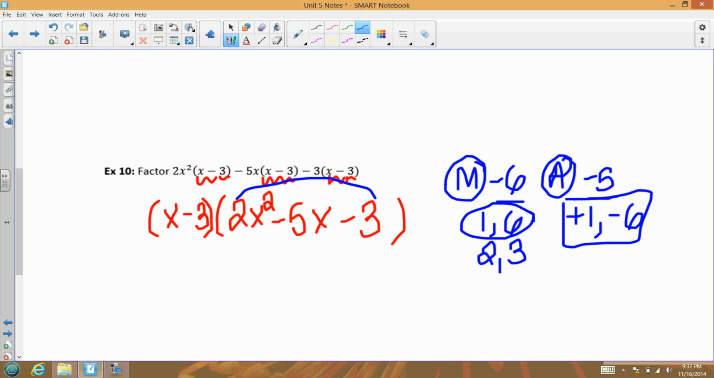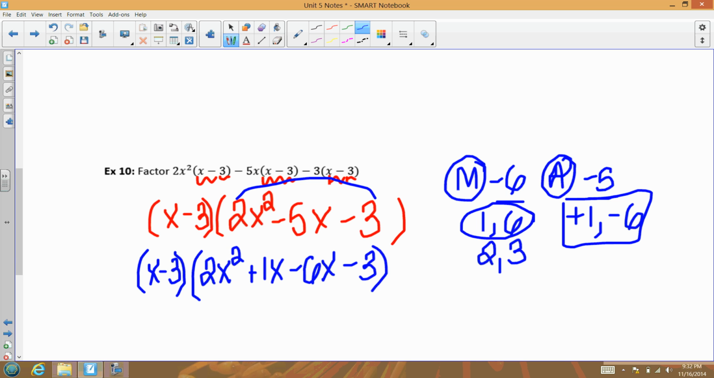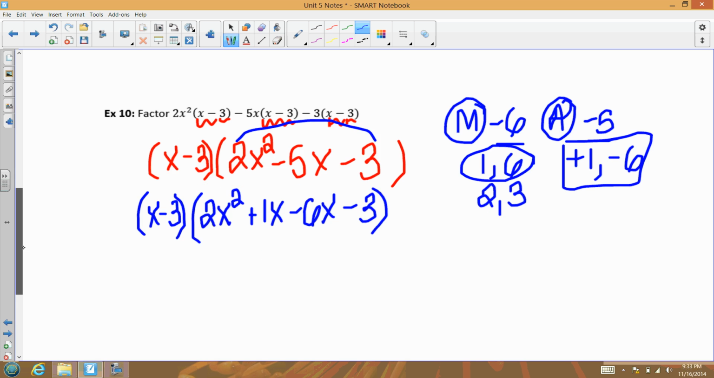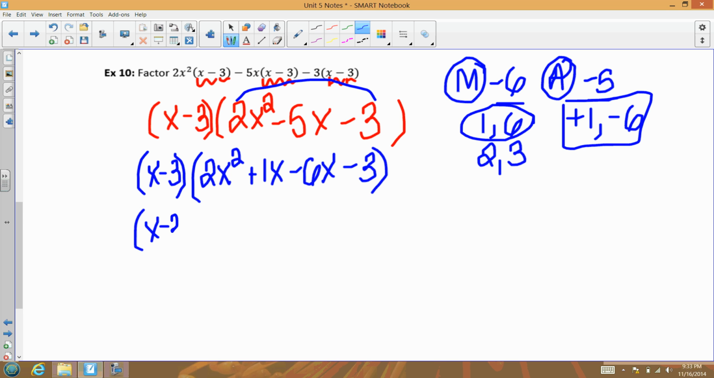I'm going to rewrite. So I'm just going to carry along this x minus 3 out in front. And now I'm going to rewrite that middle term. And when I rewrite the middle term, it's not really going to matter if I use the +1 first or the -6 first. So I'm just going to keep it in order here. So I'm going to do +1x minus 6x minus 3. Again, I'm carrying that x minus 3 out in front. And now I can do factor by grouping for this part here.